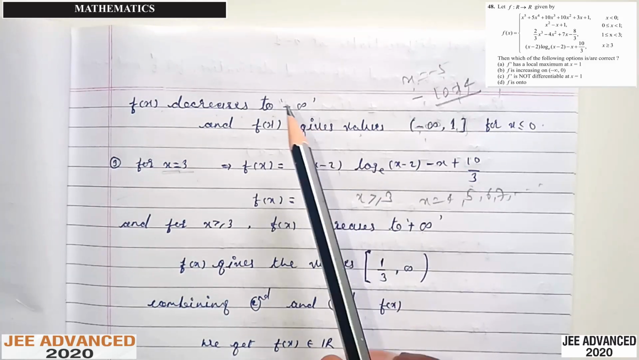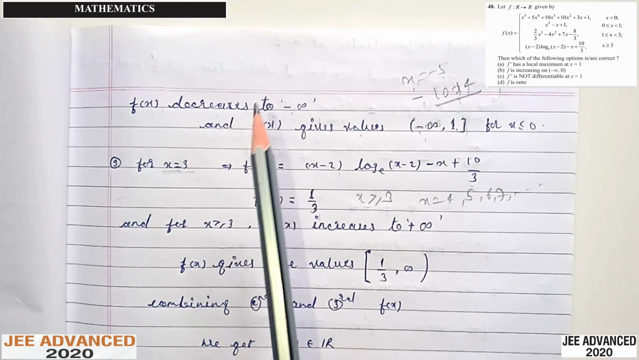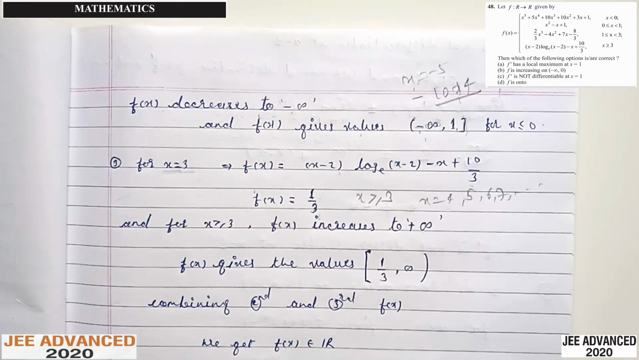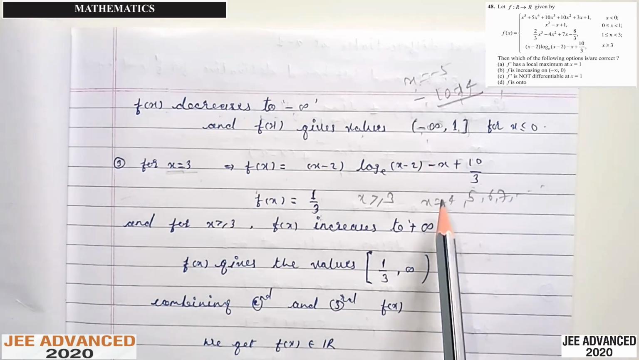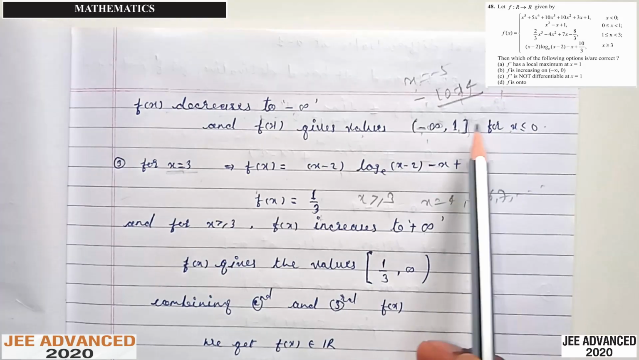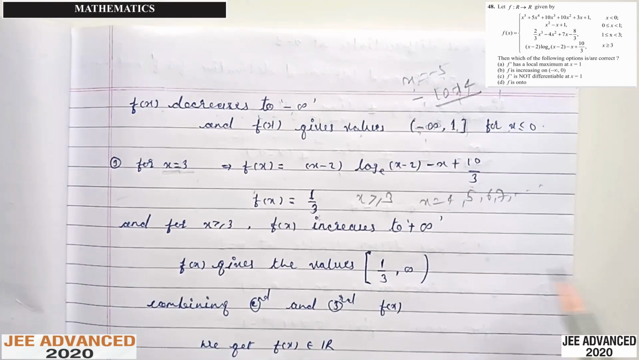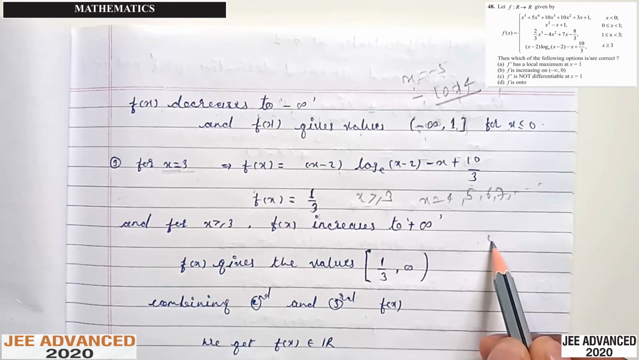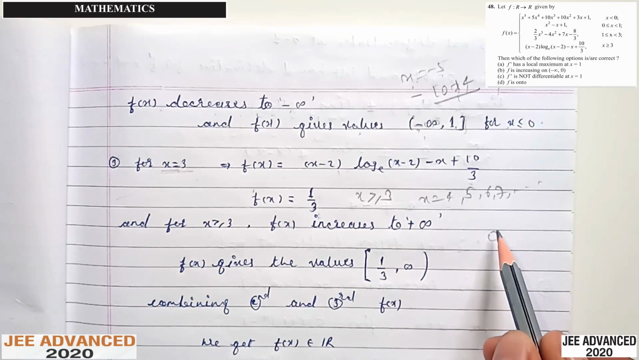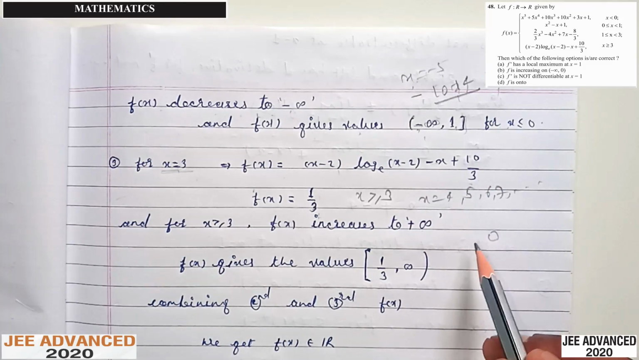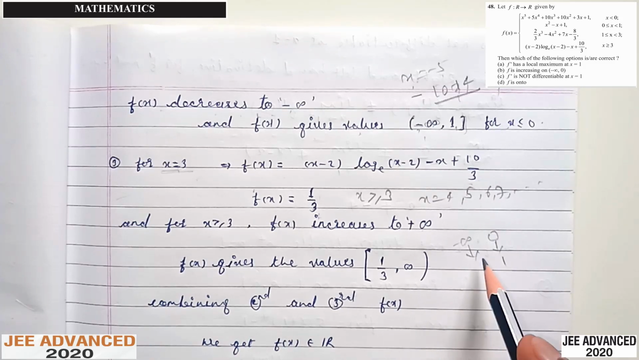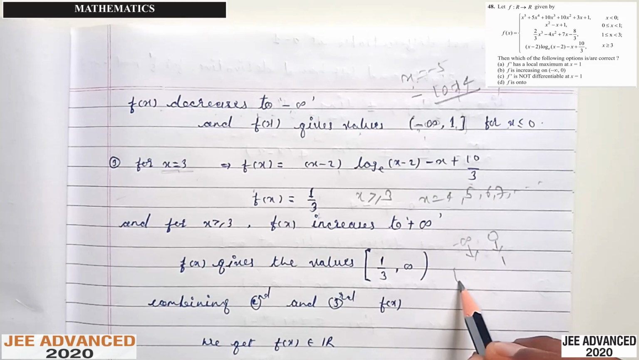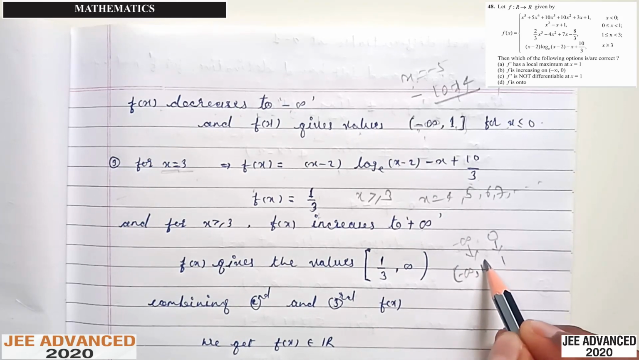Now if I combine case number second, case number third and case number first. For case number first, when x is 0, f of x is 1. When x is smaller than 0, I got the interval negative infinity to 1. So when x is 0, I got f of x as 1, and as x goes to negative infinity, f of x gives the value in the interval open negative infinity, closed 1.